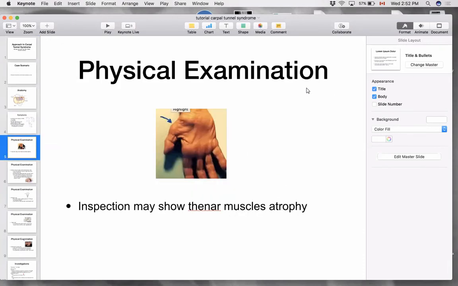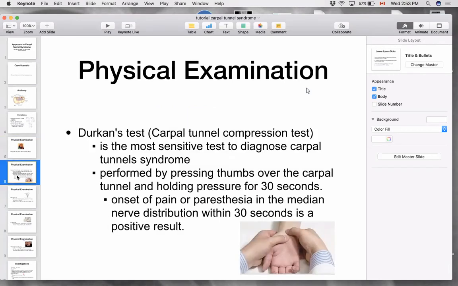Physical examination. There are a lot of physical signs of carpal tunnel syndrome. Having muscle wasting or atrophy in the thenar muscles indicates chronic carpal tunnel syndrome. There's something called the Durkan test, the carpal tunnel compression test.